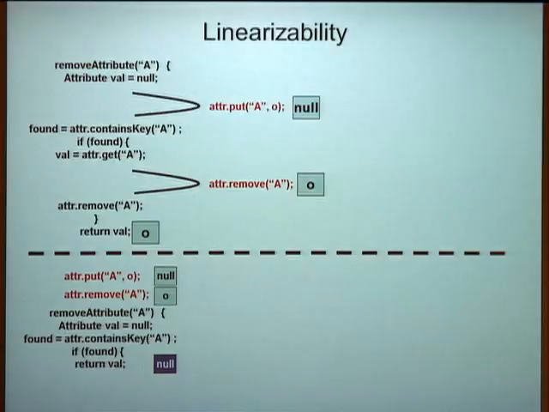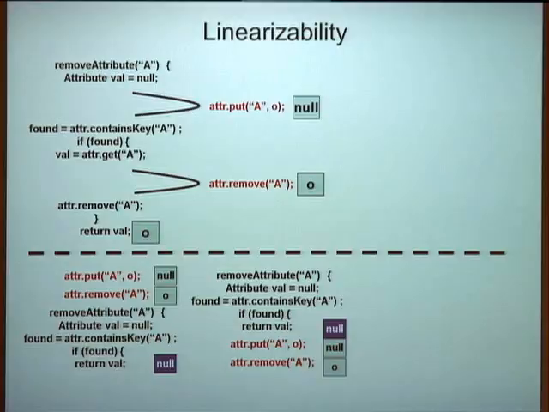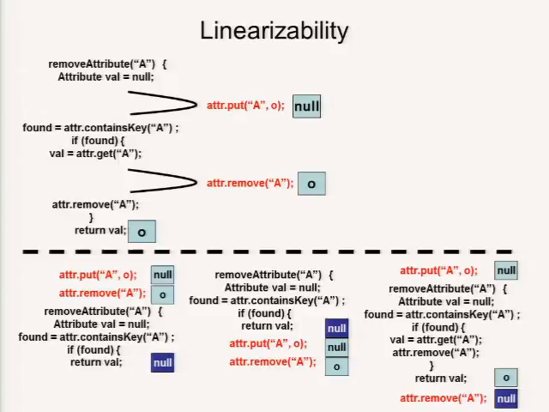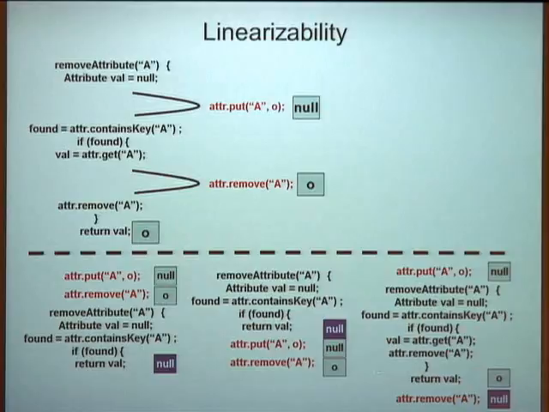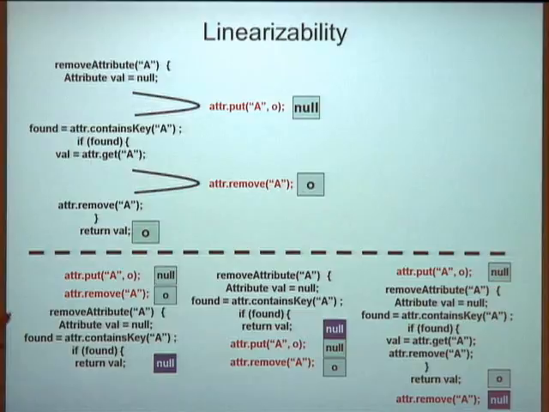In here, we first run remove attributes, and again it returns null because this is the first operation running and the collection is empty. So it's not the equivalent one. And in here we first run put and then remove attributes. And you can see that remove attributes returns O as in here. However, the remove that we run at the end returns null because the remove operation from remove attributes already removed the key A, therefore the collection is empty and the operation returns null. Therefore, this concurrent execution is non-linearizable. We didn't find any sequential execution that is equivalent to this concurrent execution.